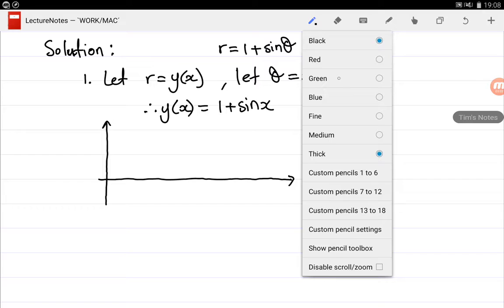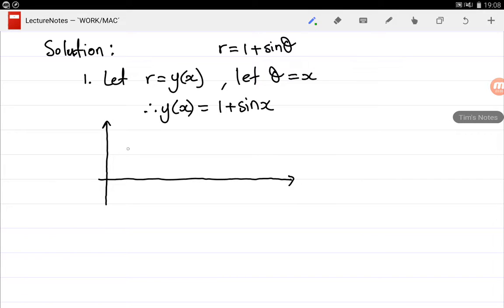So I'm just going to quickly draw it in green. The 1 here tells us that we're going to have a toggling axis at 1. So I'm just going to draw it as a dotted line. I think that's going to give us some sort of direction. And then this means that our maximum is going to be at 2 and our minimum is going to be at 0. And this is our x-axis again, and that's our y-axis. So I'm just going to quickly draw it.